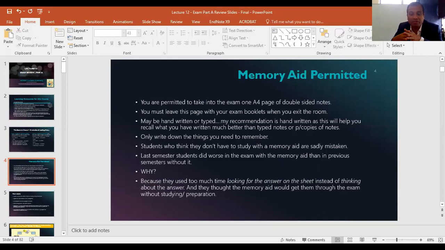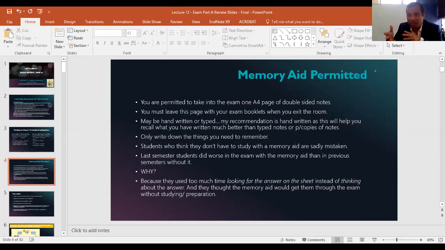I will suggest you keep it handwritten, or maybe you can use typed or a printout, but I suggest handwritten will be the best one because you will know exactly where you have written it. It will be easy for you to retrieve particular information from that sheet. I'm sure you will be using a very small font, so it's better to make it handwritten. Only write down the things you need to remember, like the major steps.